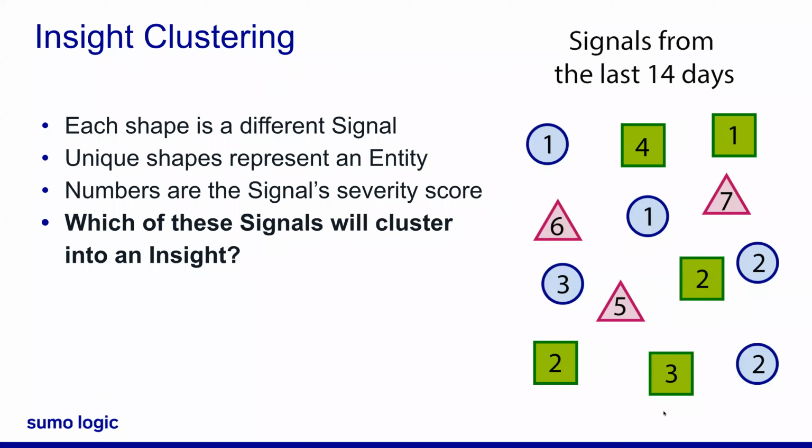Now the question is, which of these signals, which of these colors or shapes are going to cluster together into an insight? The pink triangles, the green squares, the blue circles, none of them, some of them. So let's go ahead and see. And I'm glad to see some of you are not guessing, answering rather. So let's see together.